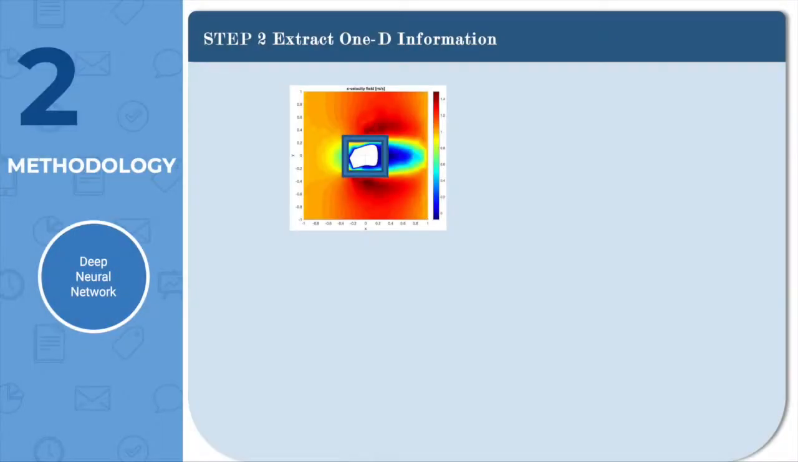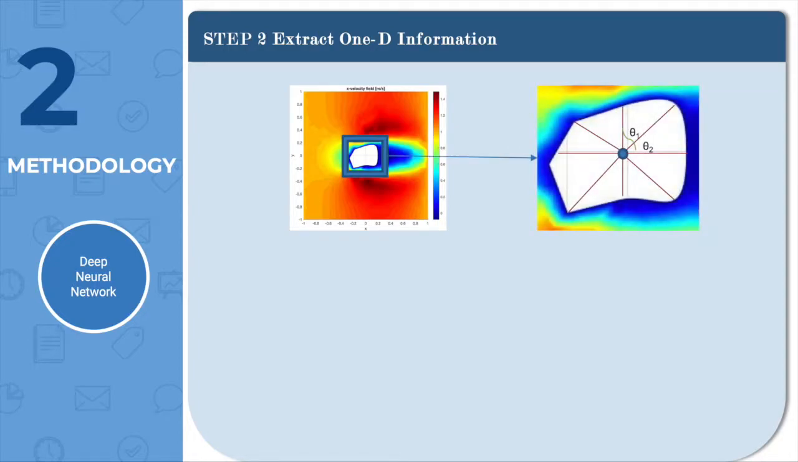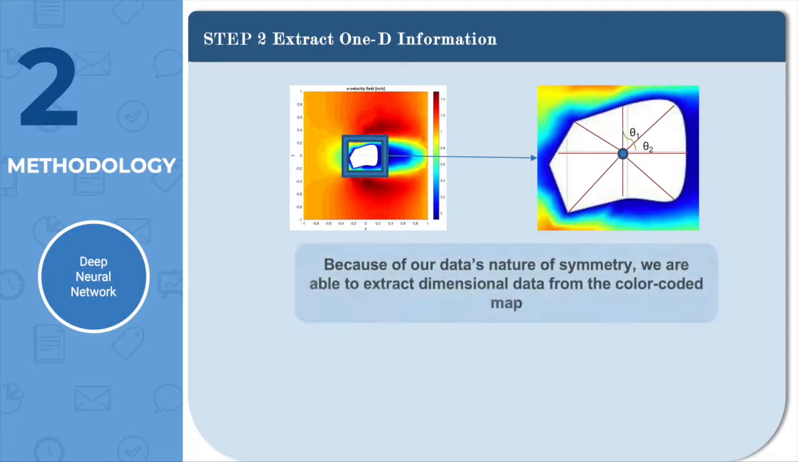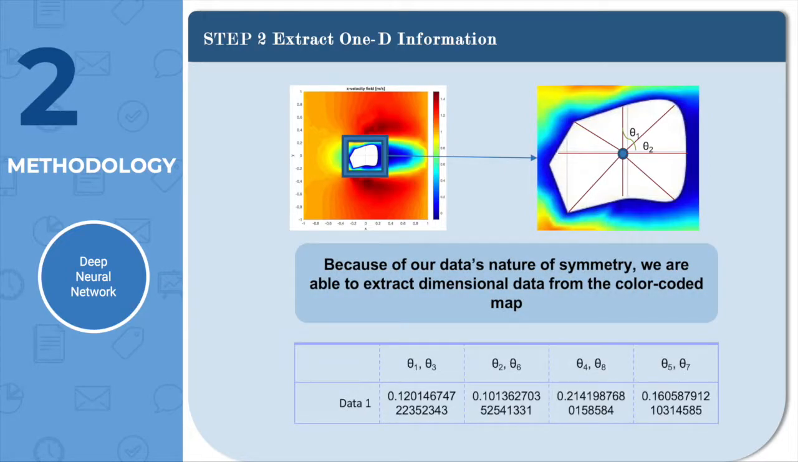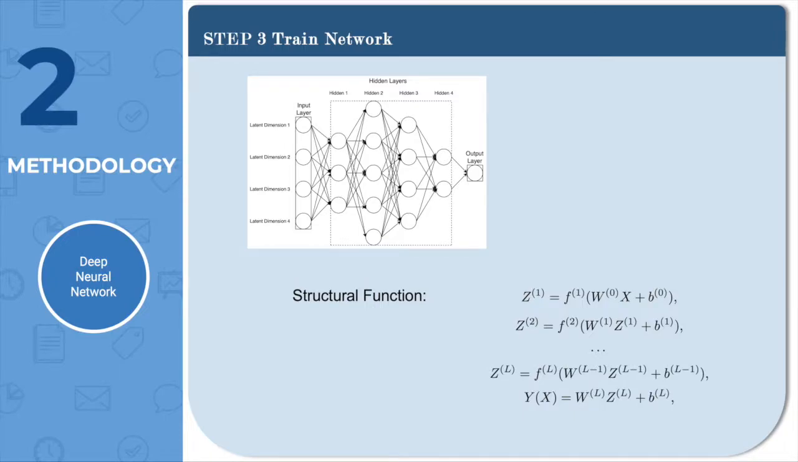To extract such numerical inputs, we create latent dimensions on the 2D object by dividing it into 8 pieces. Then we take 4 of its representative dimensional lengths as our input number array. These 4-dimensional arrays become our training input to build a deep neural network architecture like this.